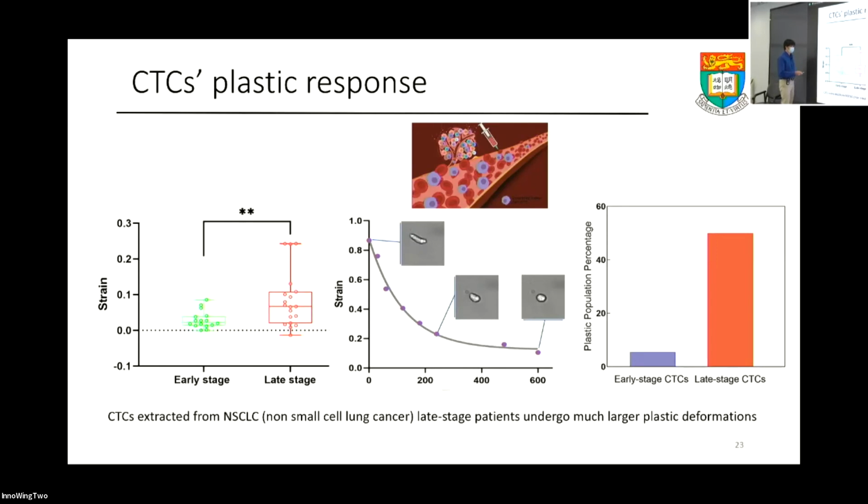Again, what we can see is for the late stage cancer patients, the plastic deformation on average is quite much higher than the early stage patients. Of course, there are some fluctuations, but if we define the plastic response of the cell to be significant when plastic strain is higher than 5%, then the population shows a huge difference in terms of whether it has plastic response or not. So we think this could serve as a very good indication that the plastic response of CTCs can be used to detect the stage of the cancer.